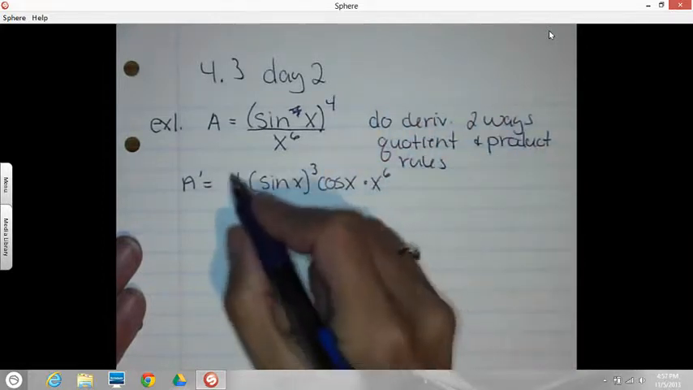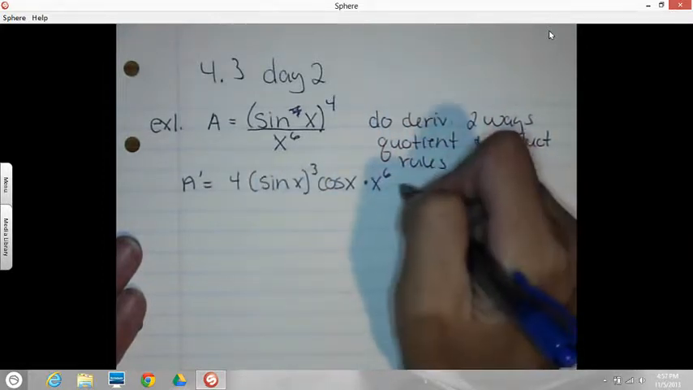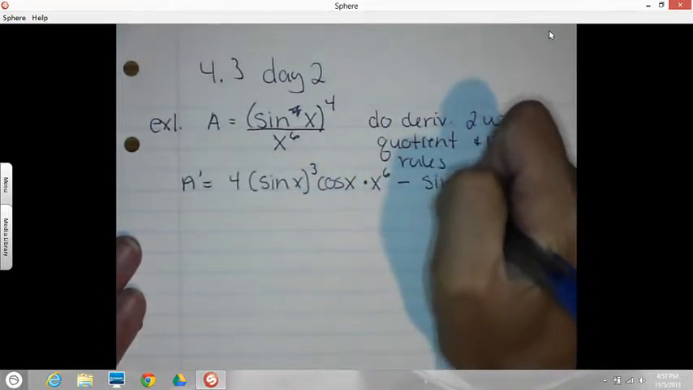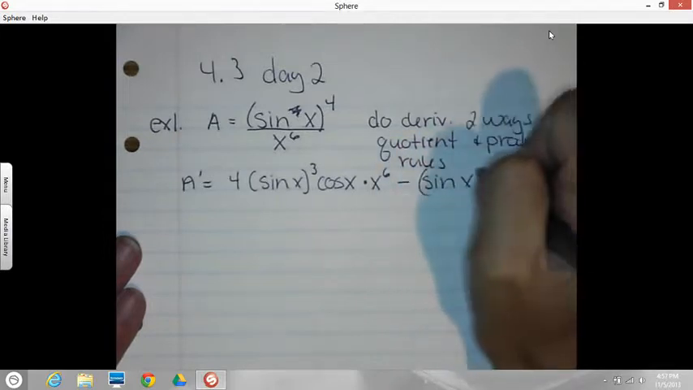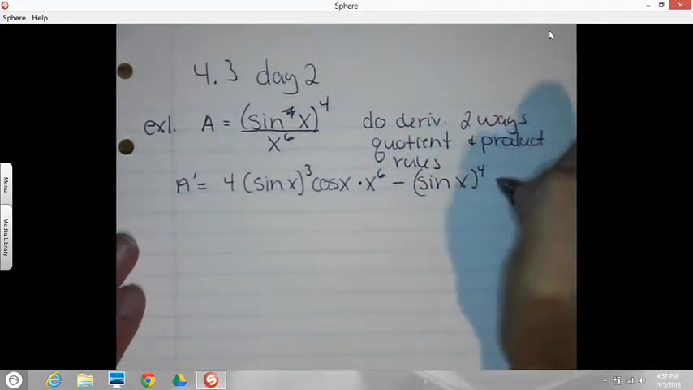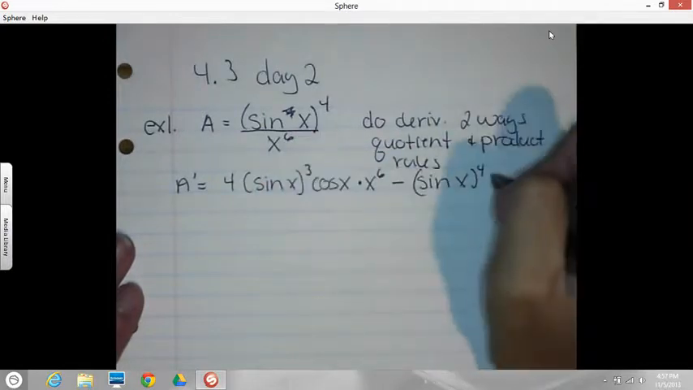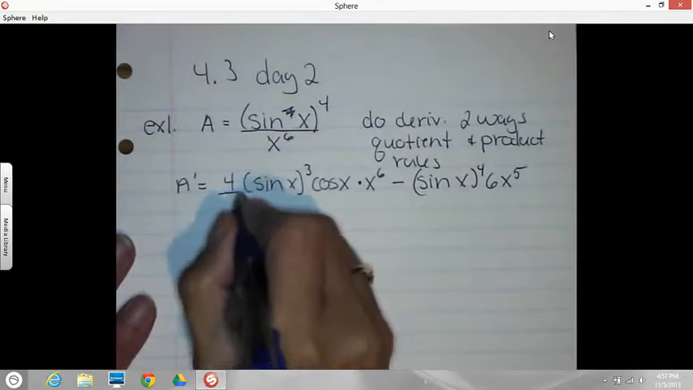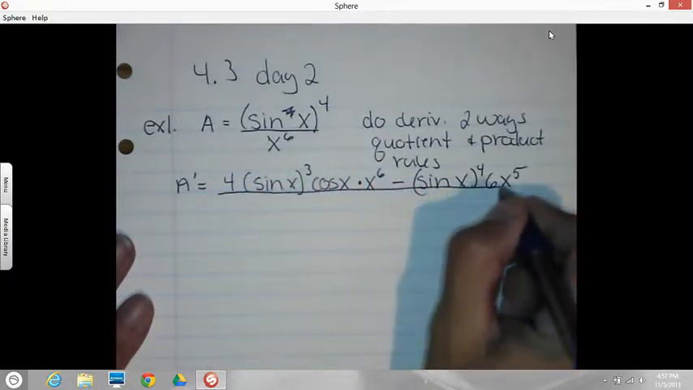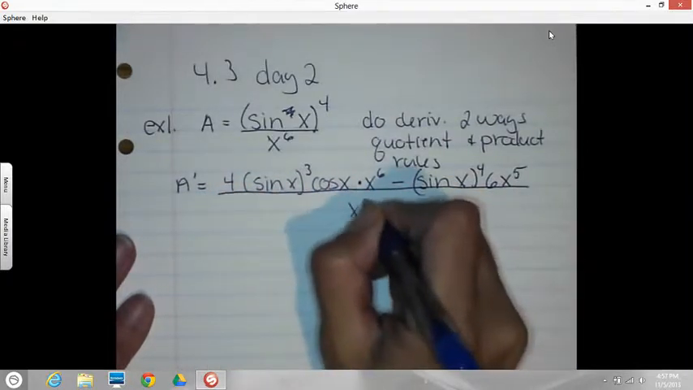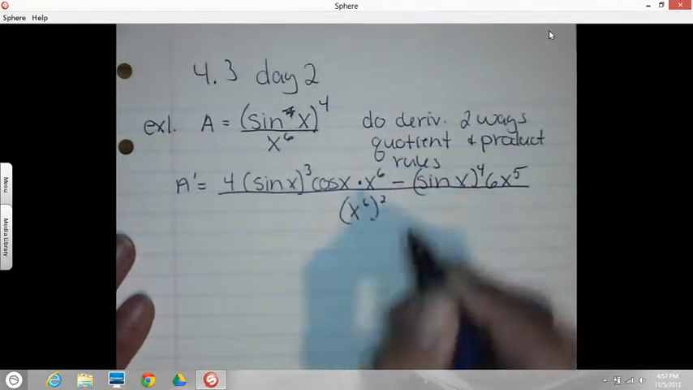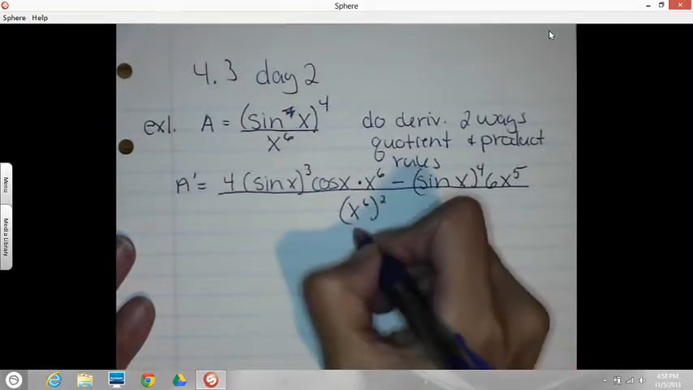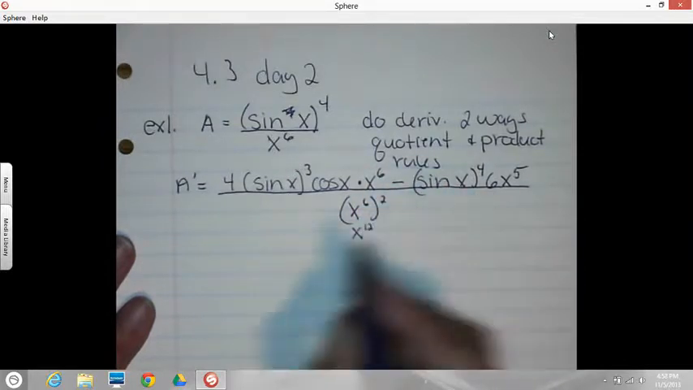So that's my u prime times v, minus, keep the top the same, sine x to the 4th, and now the derivative of the bottom is 6x to the 5th. And then that's all over the bottom squared. And that's going to make, remember, the power of an exponent rule here is multiply. So that's going to make x to the 12th. All right, we need to simplify this.